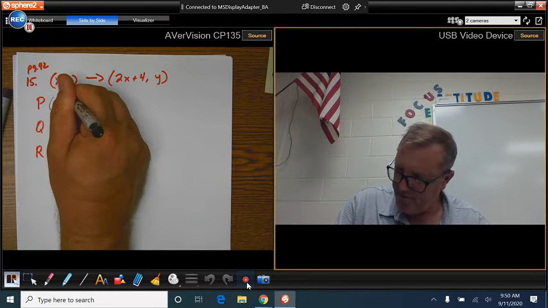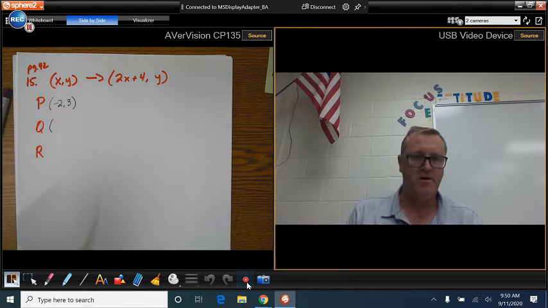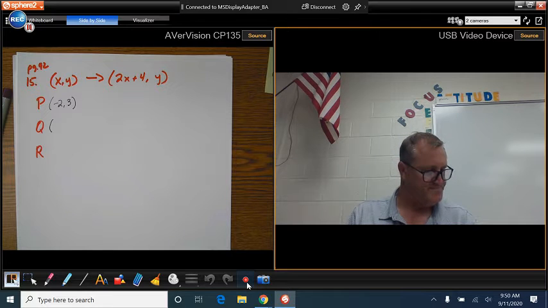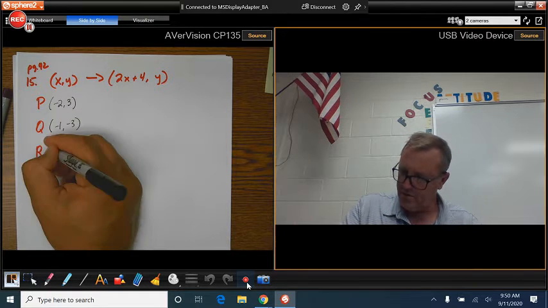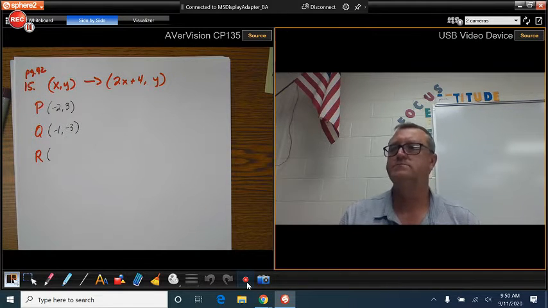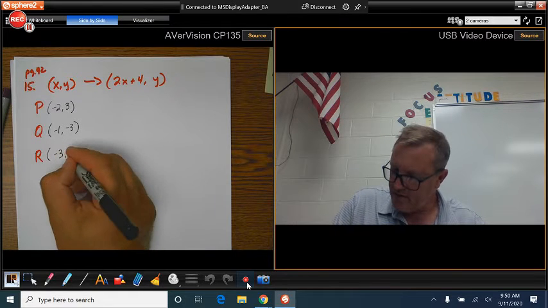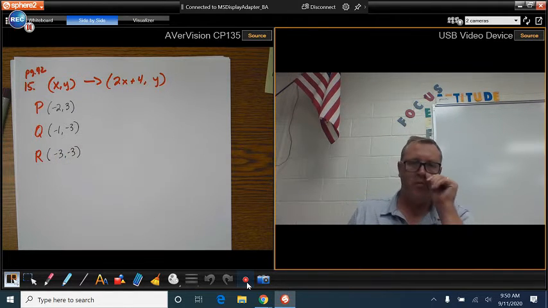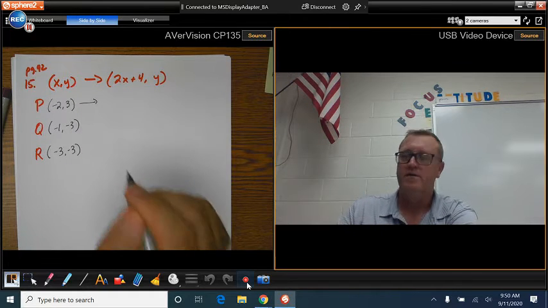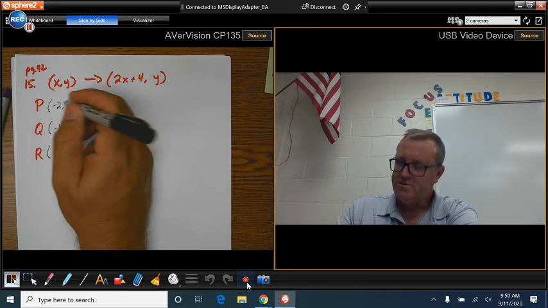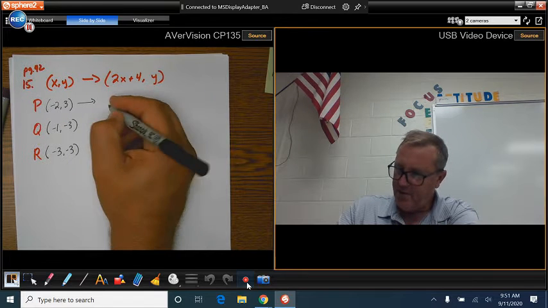Negative 2 and 3. And Hope, what's the ordered pair for Q? Thank you. And what's the ordered pair for R? I would agree. Okay, so now we're going to apply this rule, this mapping, this transformation to P, and we're going to come up with P prime.